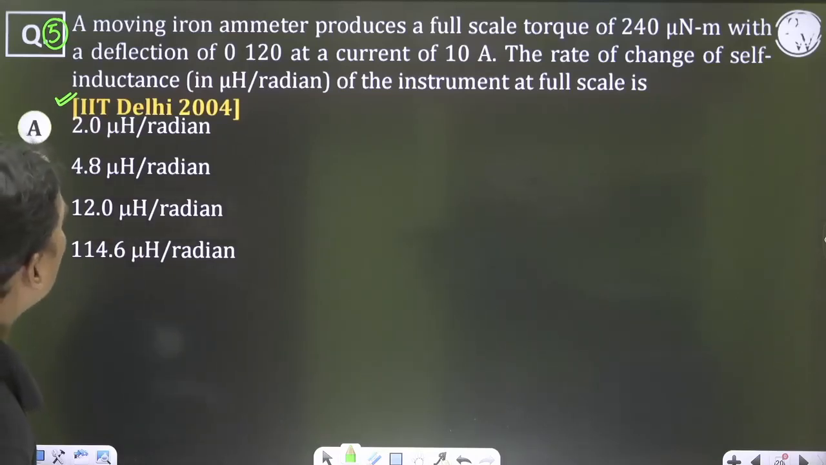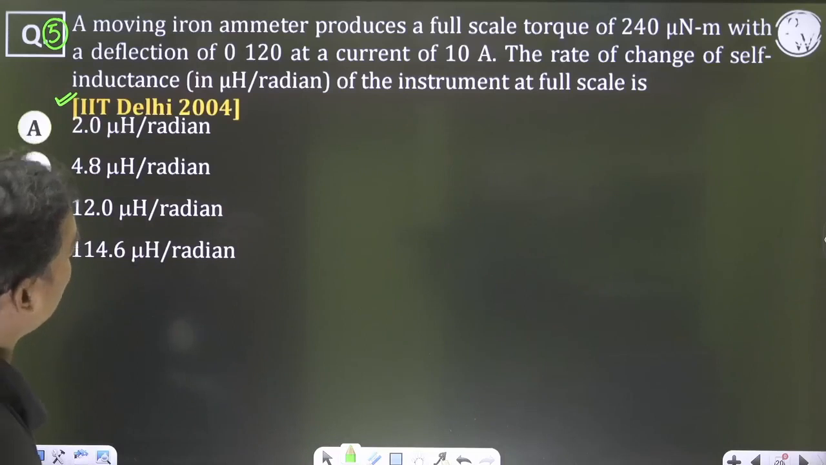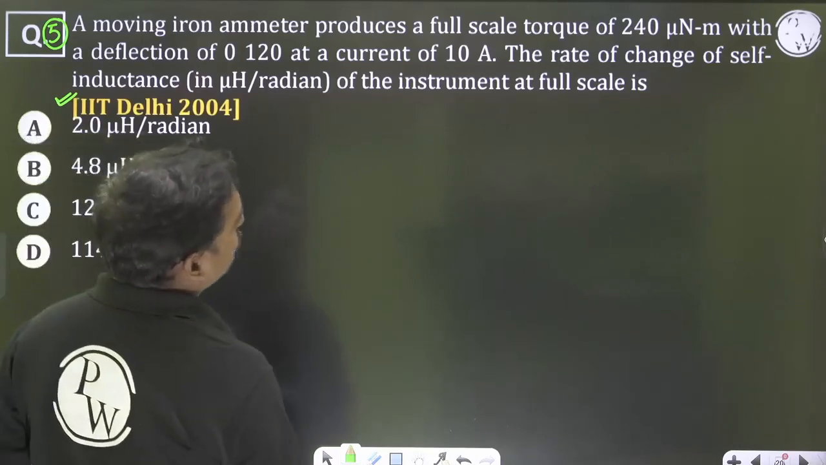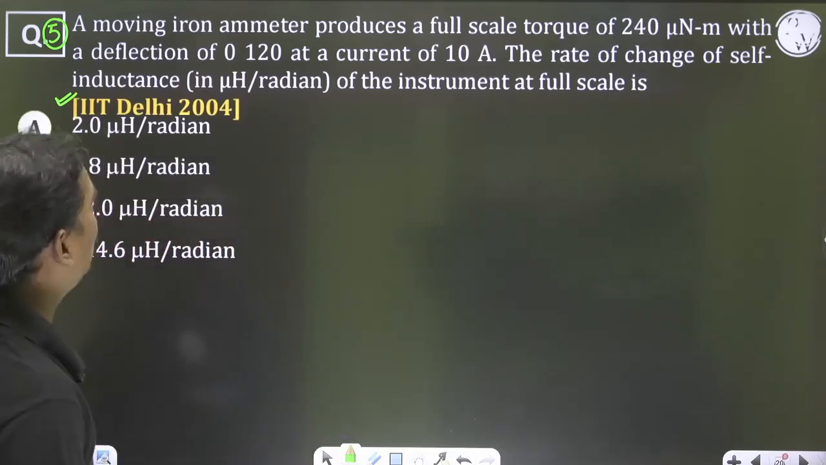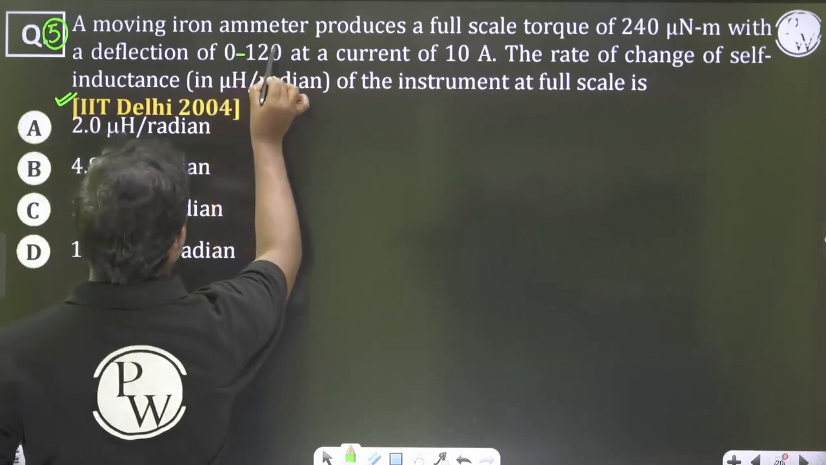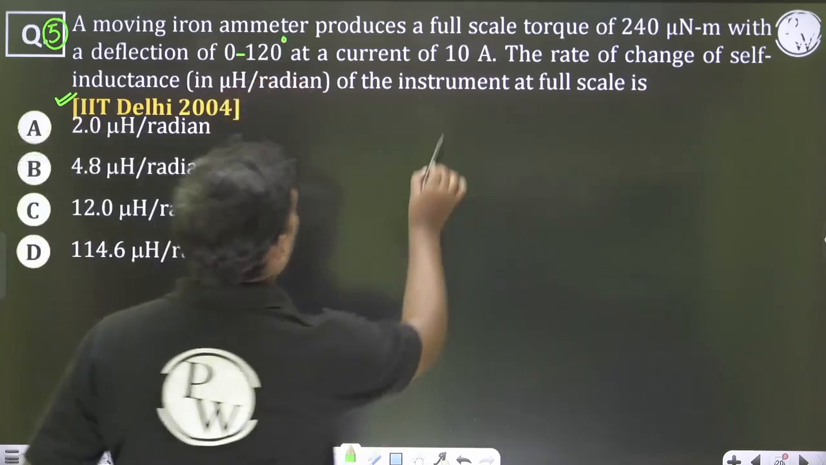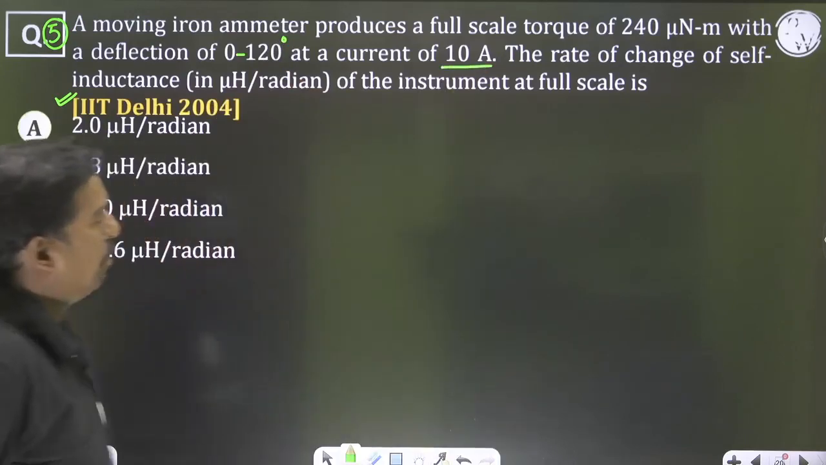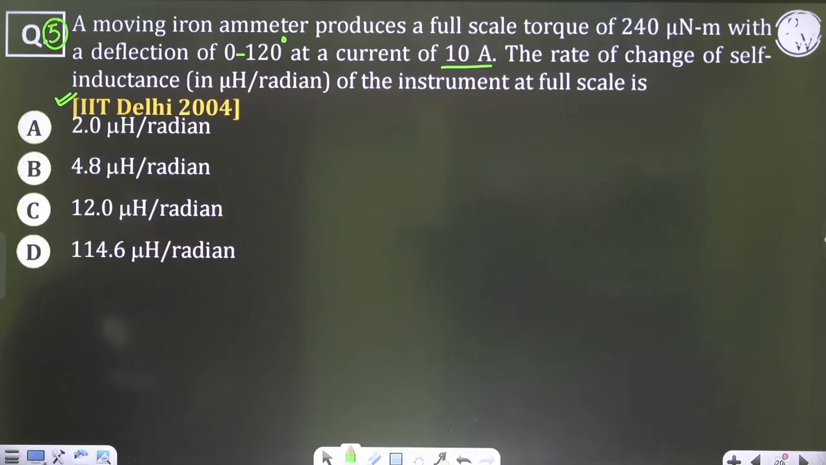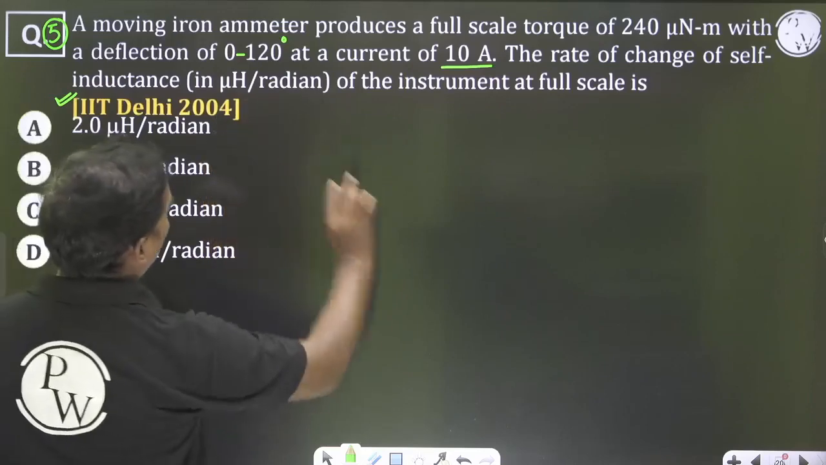A moving iron ammeter produces a full scale torque of 240 micronewton meter with a deflection of 0 to 120 degrees. See here, 0 to 120 degrees at a current of 10 amperes. The question asks for the rate of change of self-inductance in microhenry per radian of the instrument.